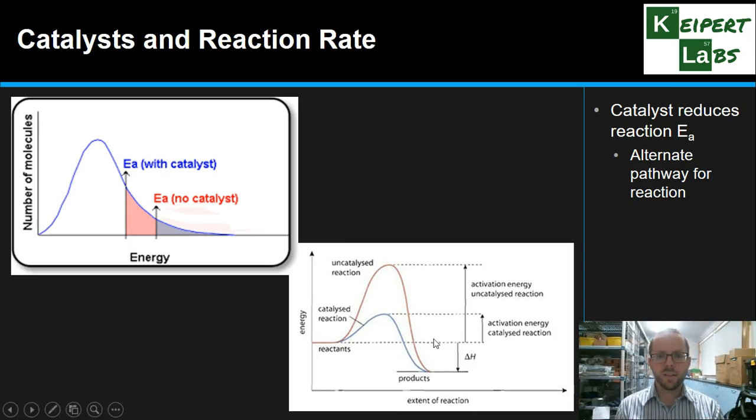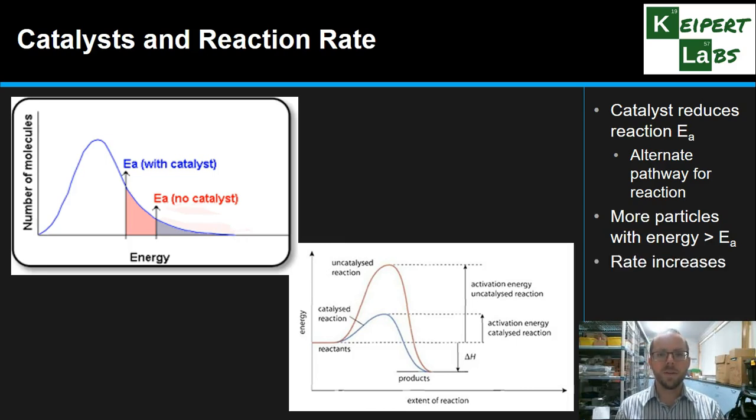Okay, so if we look at this diagram over here, you can see the hill is shorter. This purpley red one is without a catalyst, the blue one is with a catalyst. You're still getting to the same outcome at the other end, but it's a lot easier to get it started. If we look at our Maxwell-Boltzmann distribution, we've shifted that activation energy threshold, so we have more particles that are past the threshold by this alternate pathway. Okay, more particles with energy greater than activation energy, therefore the rate is faster.